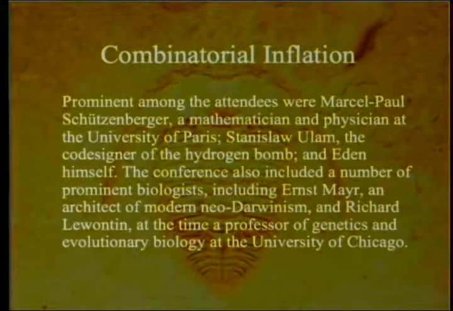Prominent among the attendees were Marcel-Paul Schützenberger, a mathematician and physician at the University of Paris. By the way, you might be interested that one of his students is David Berlinski. Also attending were Stanislaw Ulam, the co-designer of the hydrogen bomb, and Eden himself. The conference also included a number of prominent biologists, including Ernst Mayr, an architect of modern neo-Darwinism, and Richard Lewontin, whose name you may remember, at the time a professor of genetics and evolutionary biology at the University of Chicago.